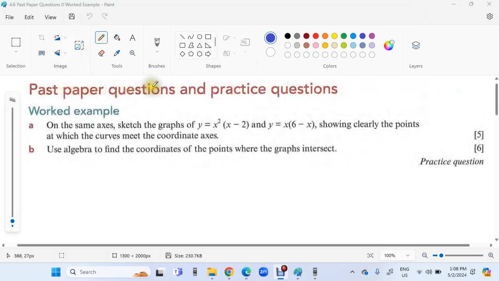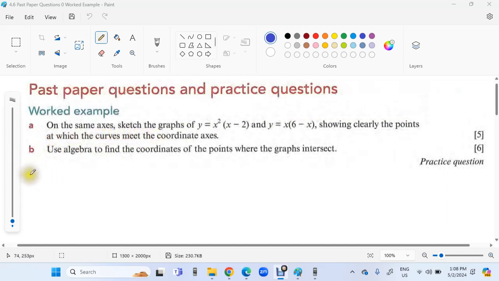We look at the past paper question and practice question. Worked example: on the same axis, sketch the graph of y equals x squared multiplied by x minus 2 and y equals x times 6 minus x, showing clearly the points at which the curves meet the coordinate axes.